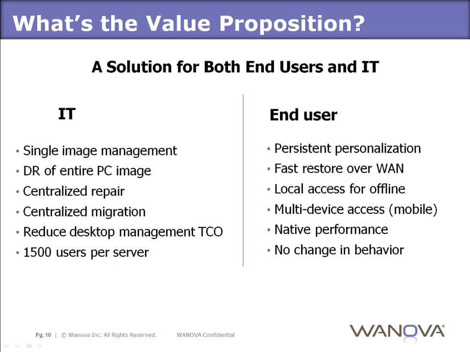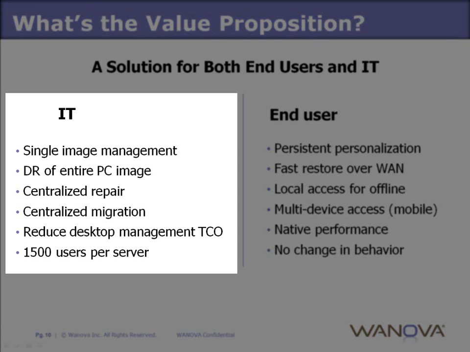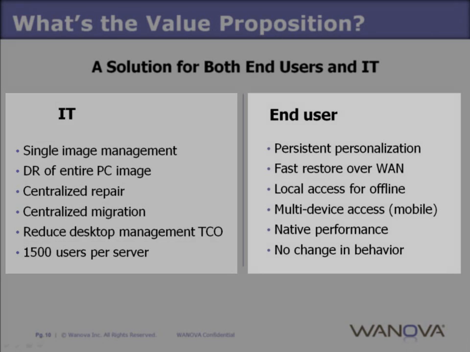So what's the value proposition here? We like to break it up into 2 sections. The value proposition for the IT organization and for the end user. On the IT side, by centralizing your endpoints, Mirage can provide single image management, disaster recovery for the entire PC, centralized repair, centralized migrations and hardware refreshes, reduce the desktop management total cost of ownership, and we can support up to 1,500 users on a single server.